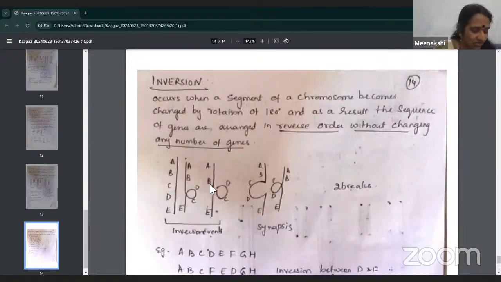Last point I would like to say is fragile sites. The chromosomes, because of the change in the structure, you will see that they are prone to be broken. That is, the breaks that are there, they will be frequently breaking. So areas on a chromosome that develop breaks, that particular area is called a fragile site.